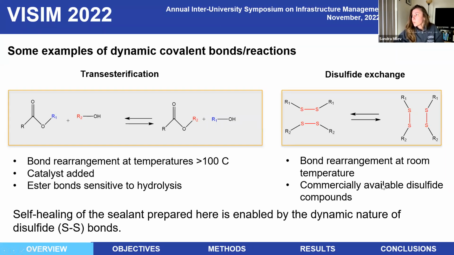So the other example is disulfide exchange. The good thing about this type of reaction is that it can happen at room temperature in ambient conditions and without using catalyst. Also, there are a lot of commercially available compounds that contain this disulfide bond.